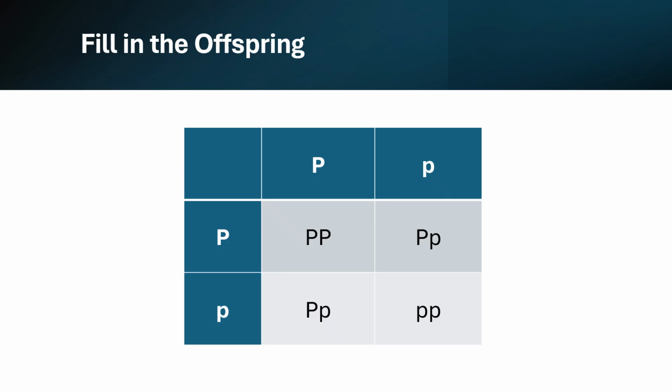Now, fill in the squares by combining the alleles from each parent. This shows all possible genotypes of the offspring.